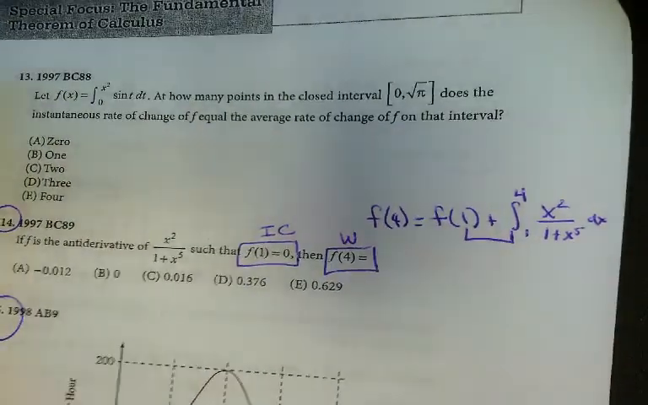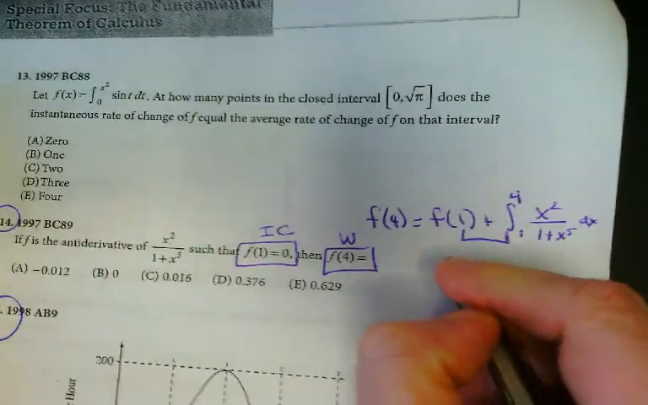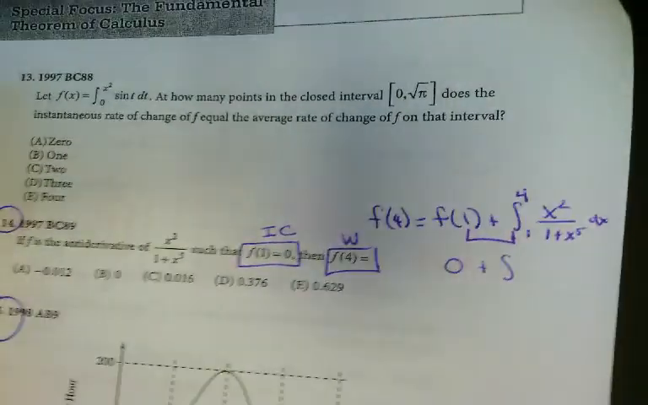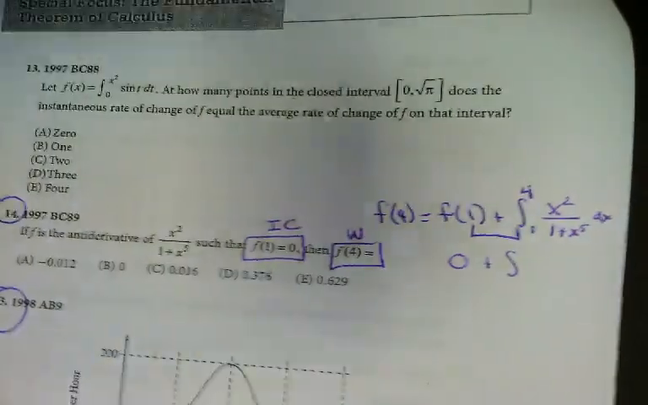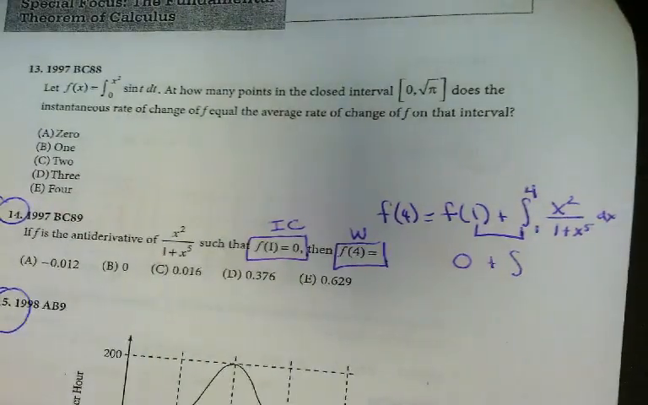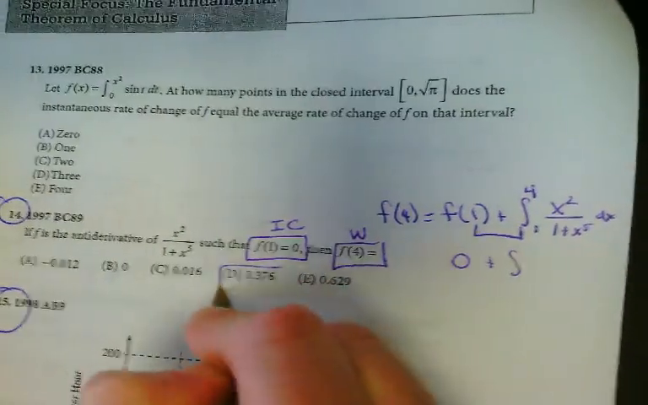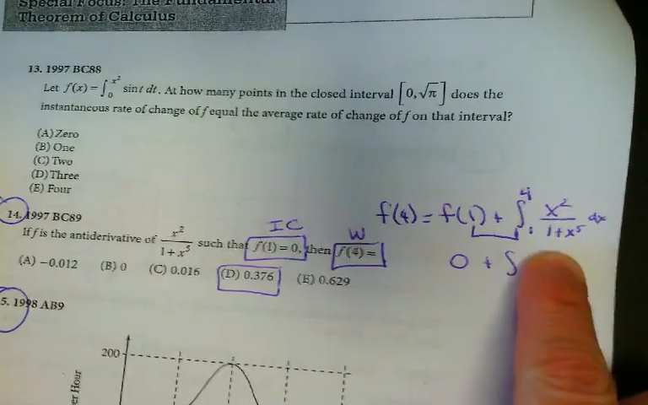Now before I go to type it in, I'm going to say, okay, F of 1 is 0. That's my second step, plus this integral. And then throw it in your calculator. What did we end up getting? 0.37. Does D sound right? Okay. But again, that should be on every paper.